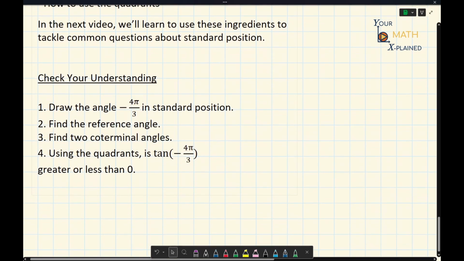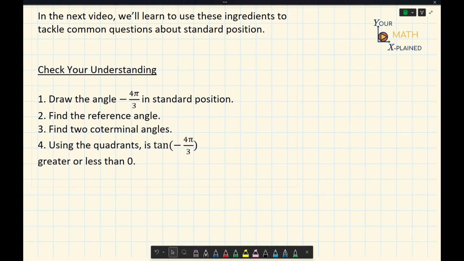And now it is your turn to give this a try. Can you find the solution to these 4 problems on the screen here? Make sure to leave your answer in the comments below and let us know if you'd like to see more content on trig in the future.